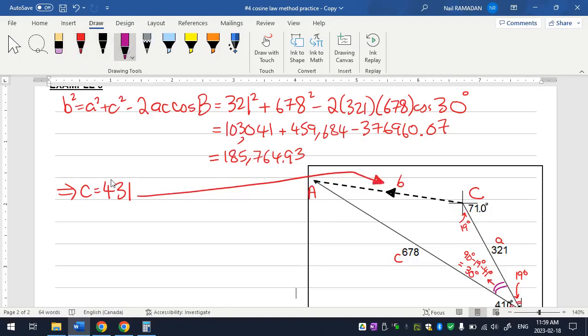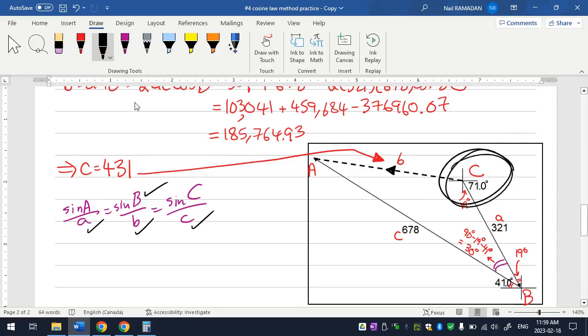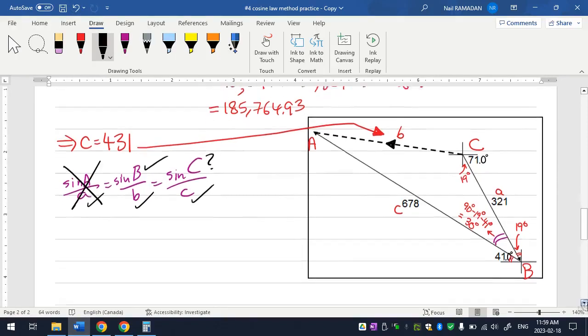So now I do the sine. So sine A over A, sine B, sine C over C. So let's check which ones we have. Obviously, again, we have all the lengths. Now, which angle do we know? We know B, and we're trying to find C, because everything started from C. So this is the one we're trying to find, which means A now happens to be my useless fraction.